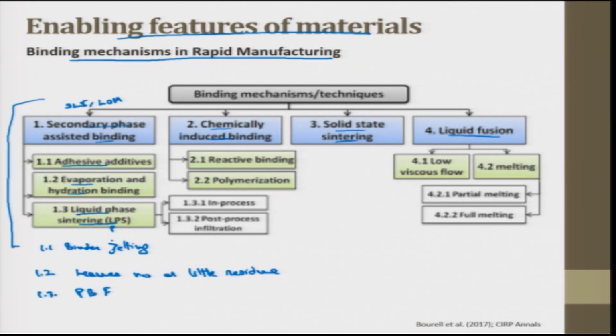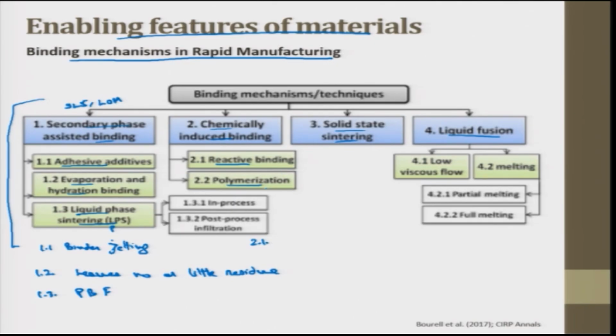Next is chemically induced binding. This also was discussed in the previous lecture. What is this? The polymerization processes and material jetting use chemical reactivity of the material constituents to bind the material, and the types can be reactive binding and polymerization. Reactive binding involves the use of thermally activated chemical reactions between the two types of powders, or between powders and atmospheric gases, to form a byproduct which binds the powders together. So this is reactive binding.